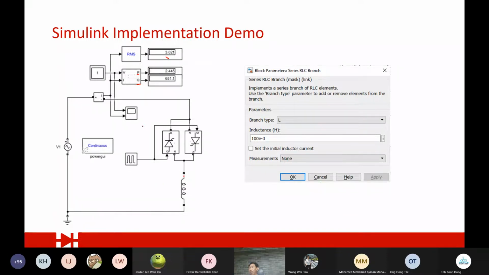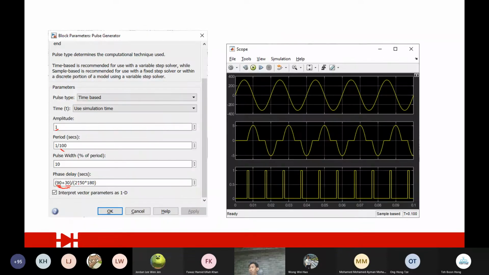Now, this one is the current. So in this case, let's say I want to do a firing angle at 30 degrees. So you have to plus 90 degrees. So this one is the voltage. The voltage has no change, but you change the current, the IL. You can see these are the firing angles.